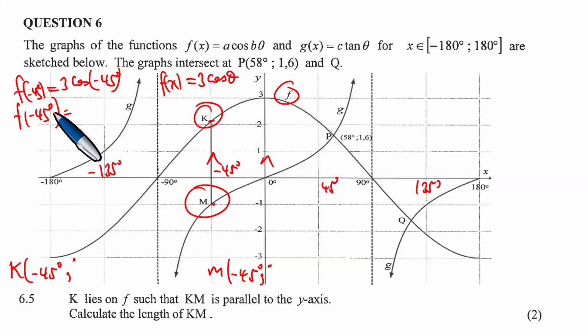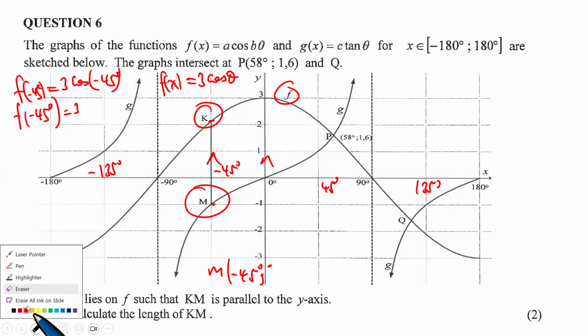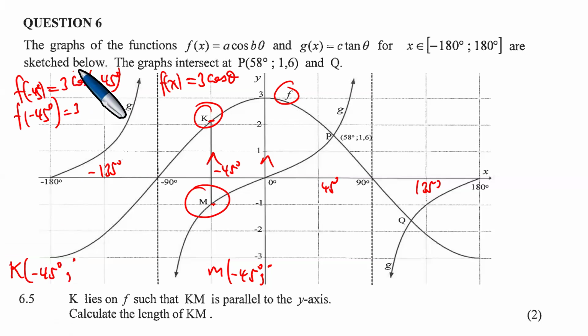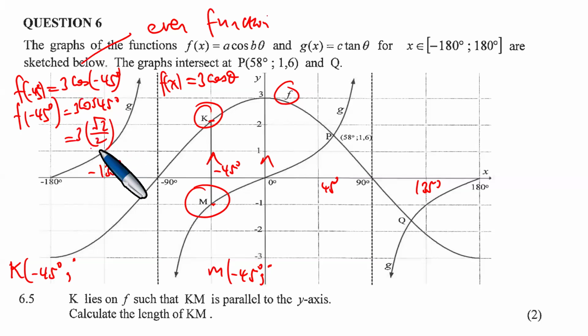Now, the cosine of minus 45 degrees is exactly the square root of 2 over 2. I need to mention something here in passing: cosine is an even function. Being an even function, cosine of minus 45 degrees is cosine 45 degrees, which is the square root of 2 out of 2.